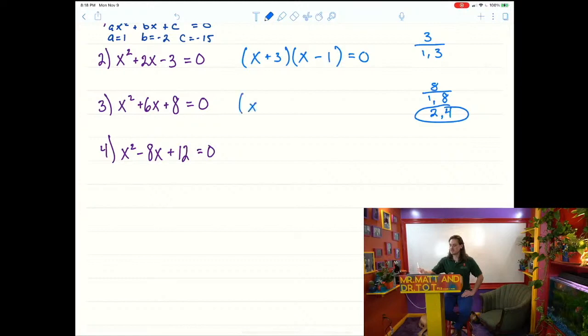So I'm going to assign my x values to the left-hand position, and then I'm going to assign a positive 2 and a positive 4. And if you FOIL that out, you will, in fact, get back x squared plus 6x plus 8.